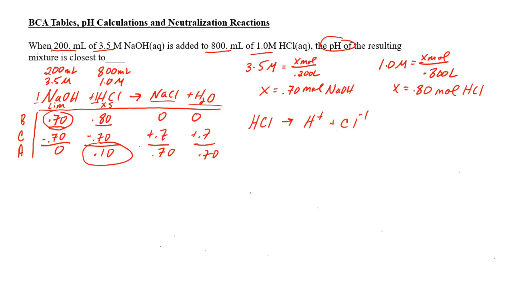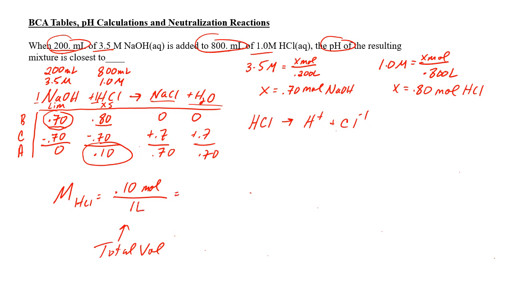But I only have moles here, so I need the molarity. So in order to get the molarity of the HCl and the hydronium, let's take the moles that were left over divided by the total volume. Total volume goes down here because didn't I mix 200 mL and 800 mL? That's 1,000 milliliters or 1 liter. So the molarity of the HCl is 0.1 molar. If the molarity is 0.1 molar, then I know my H plus is 0.1 molar.